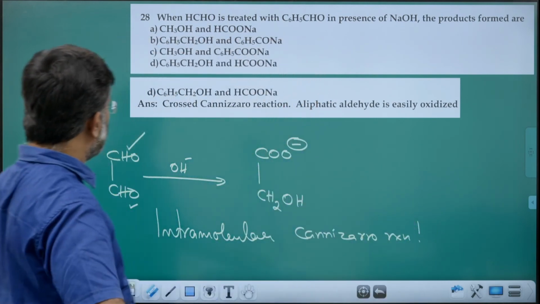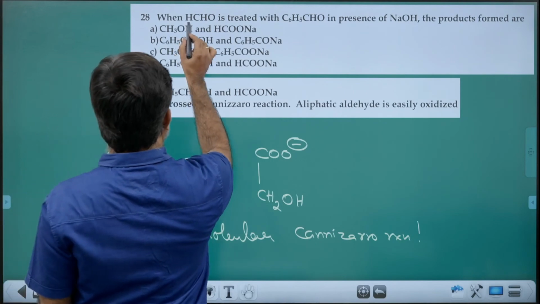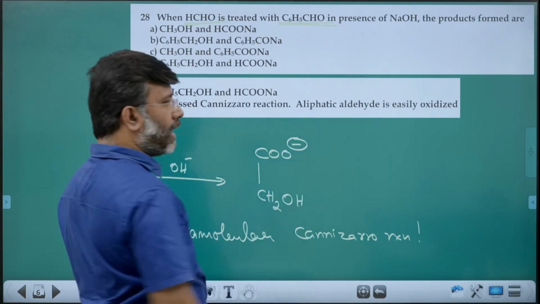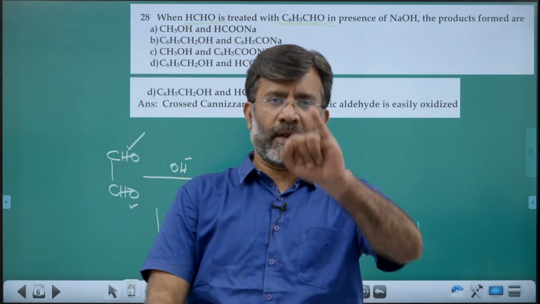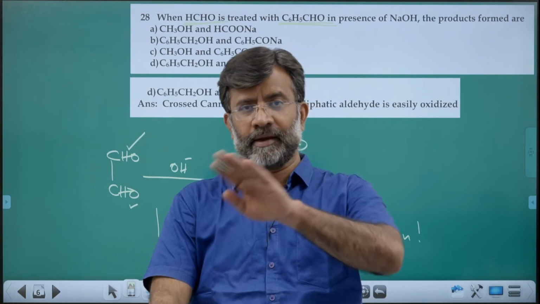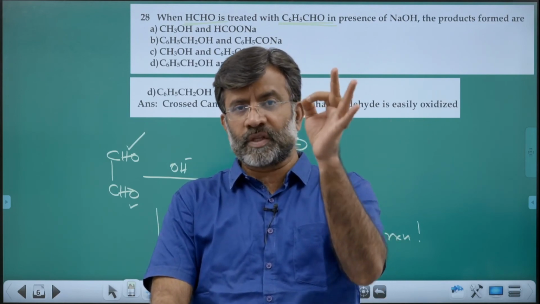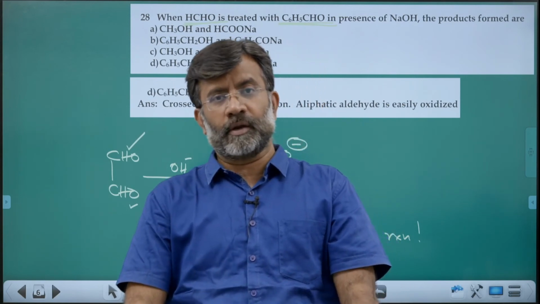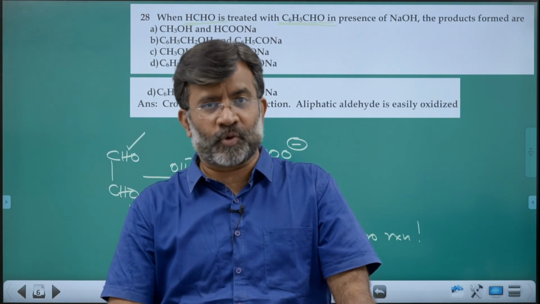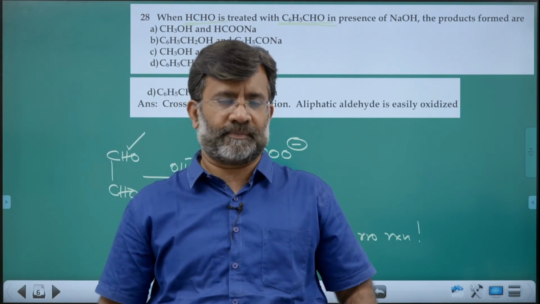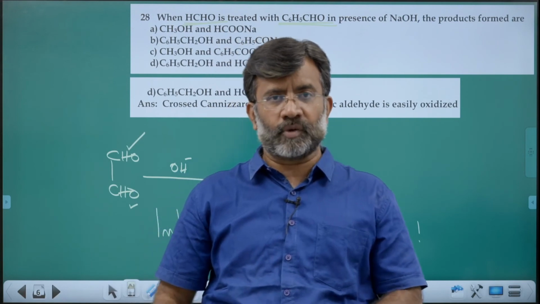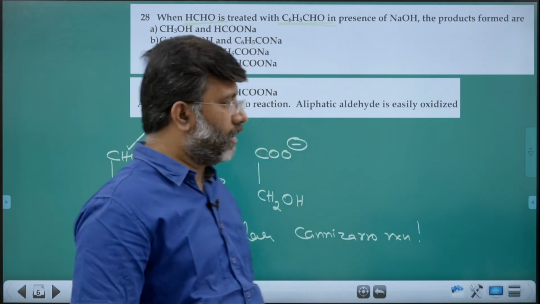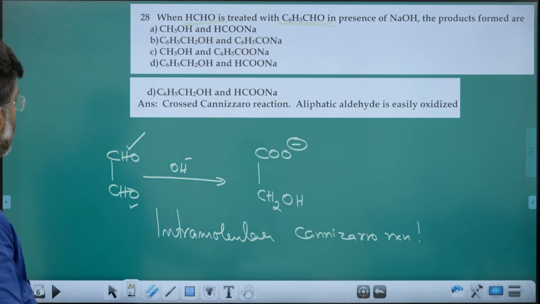Here what is the reaction? A cross Cannizzaro reaction. These two different aldehydes without alpha hydrogen interact. Formaldehyde, no alpha hydrogen. Benzaldehyde, no alpha hydrogen. A usual simple Cannizzaro reaction is a disproportionation reaction, but this is a redox reaction, where formaldehyde is oxidized to formic acid and benzaldehyde is reduced to benzyl alcohol. Answer is option D. Next one.